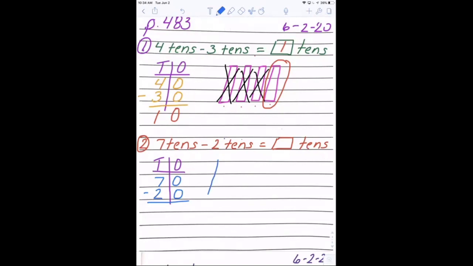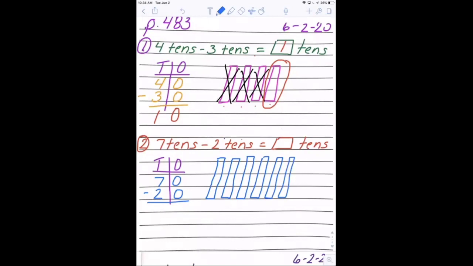So I have 70, that means I need to draw 7 groups of 10. 1, 2, 3, 4, 5, 6, 7. Okay, 7 groups of 10.